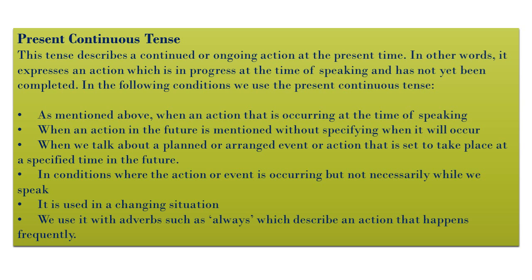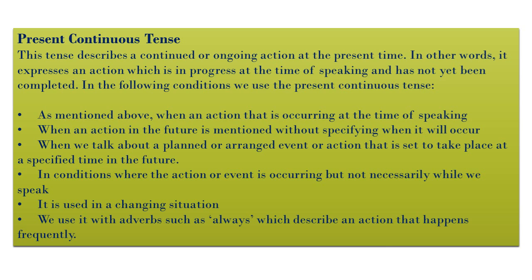Next, present continuous tense. This tense describes a condition or ongoing action at the present time. In other words, it expresses an action which is in progress at the time of speaking and has not yet been completed. First, let us understand what present continuous tense is. That means the action started and it is happening. For example, the fan is running. I'm speaking. At the moment, the action is happening. In those cases, we should use present continuous tense. Next, what are the conditions that we have to follow to use the present continuous tense?